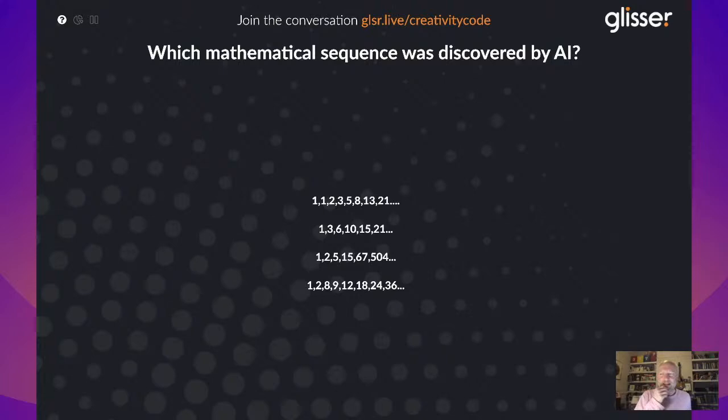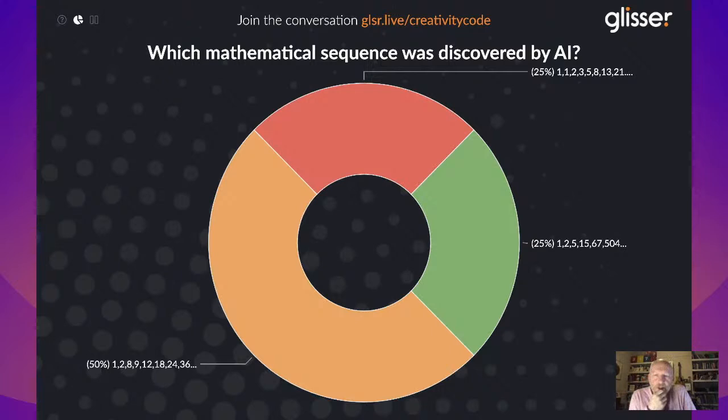Probably if you're members of the Oxford Scientific Society, two of these should be fairly easy to recognize as definitely historically discovered by humans. But what about the other two? Let's see what you're thinking. Okay, so that's interesting. Maybe people are messing with me that they've gone for the first one, 1, 1, 2, 3, 5, 8, 13, 21, because probably some of you recognize that sequence. The majority are going for that last one, 1, 2, 8, 9, 12, 18, 24, 36.